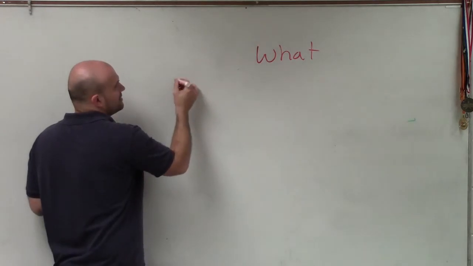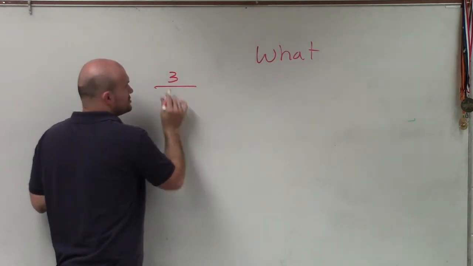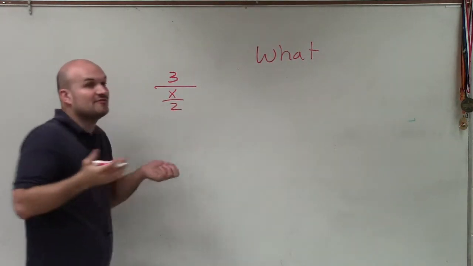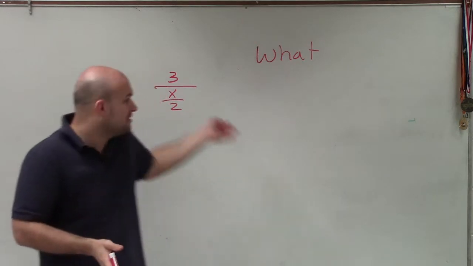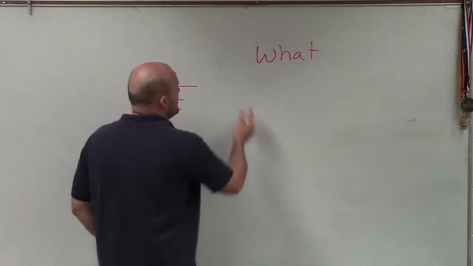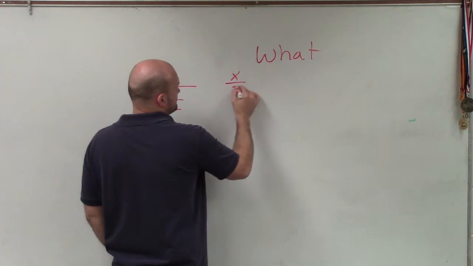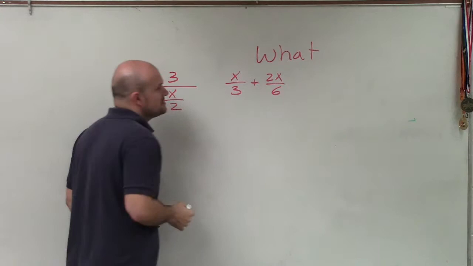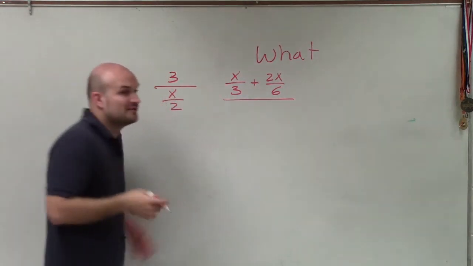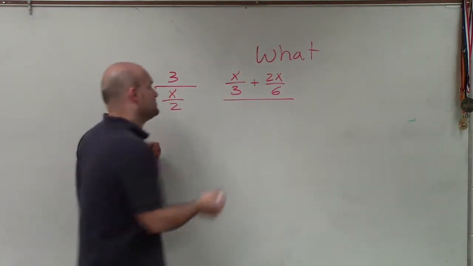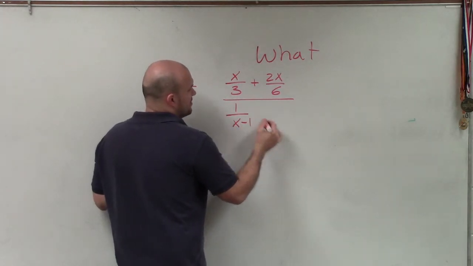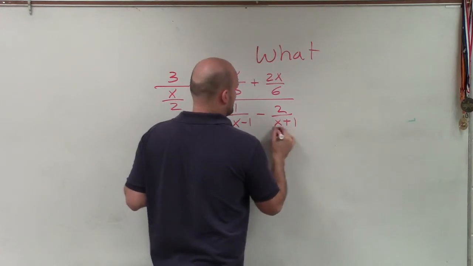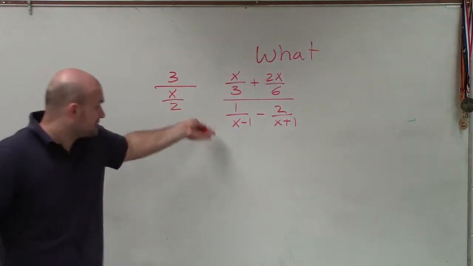So I'm just going to write some examples so you can see. So 3 is a whole number in my numerator. But then if I say x divided by 2 as a rational expression, a fraction in my denominator, that would be what we call a complex fraction. We can also have complex fractions with an expression in my numerator. Then we'd have to combine them, as well as I could have 1 over x minus 1 minus 2 over x plus 1. So we can also have expressions as a fraction in my denominator.